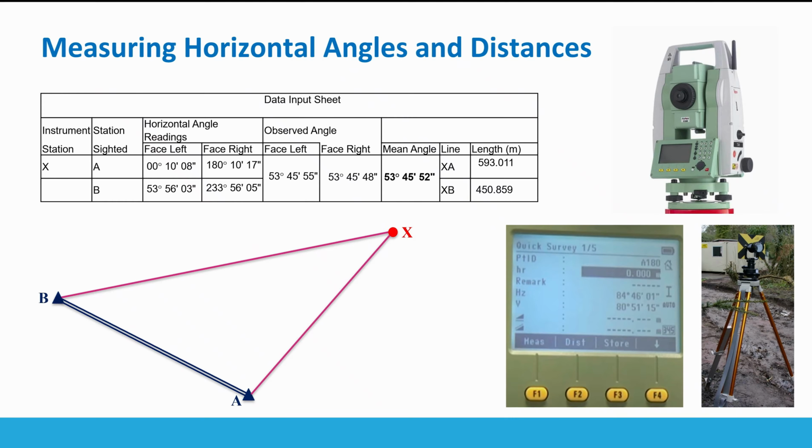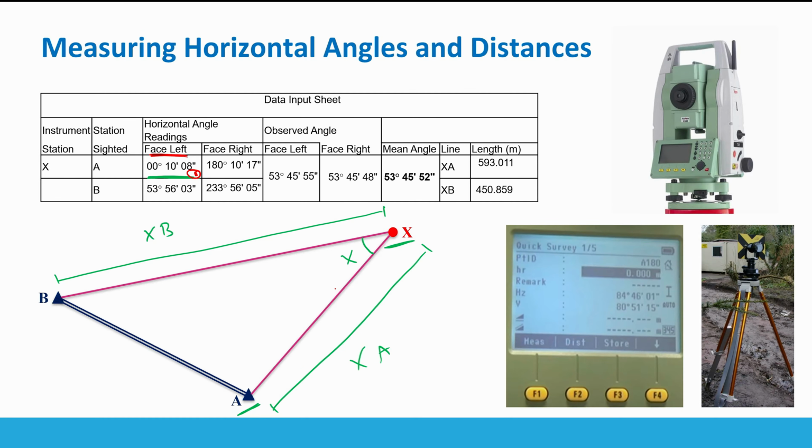You will get your total station and set up your total station over station X, and then you will sight station A. And then you will look at the screen of your total station, and then you will write down the horizontal angle value here. This is the first measurement. So in this case, the first measurement is 0 degrees, 10 minutes, 8 seconds. And this is called face left over A.